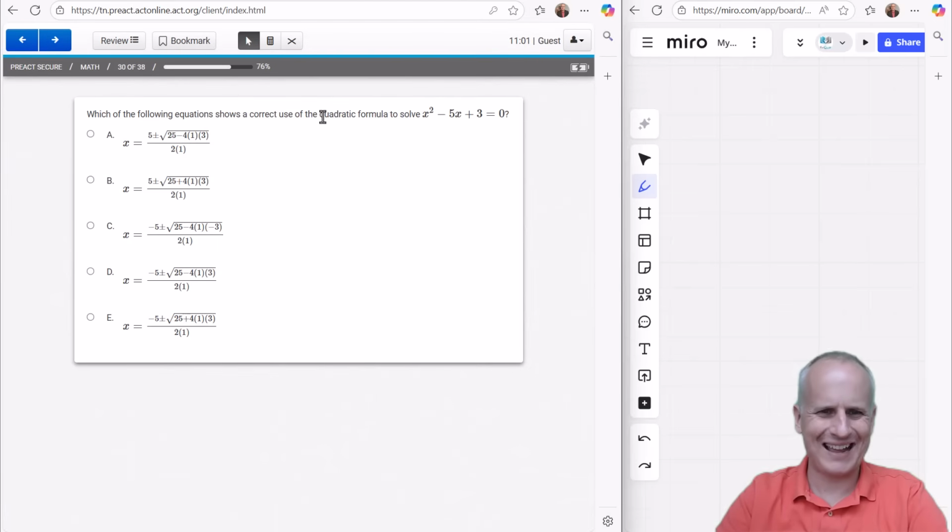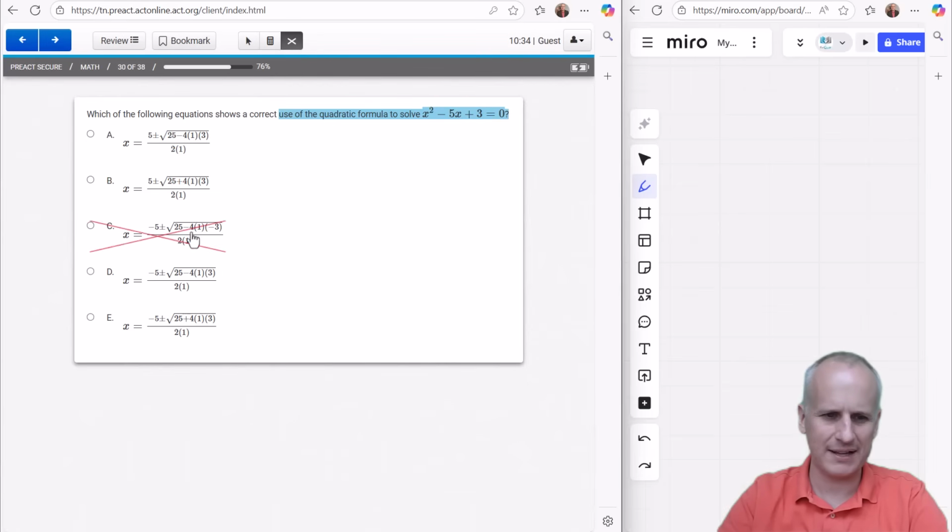Here we are being asked about using the quadratic formula, and you should hopefully recall that the quadratic formula is negative b plus or minus the square root of b squared minus 4ac, all over 2a, when we've got ax squared plus bx plus c as the form of that quadratic equation. First thing we've got to look at is our negative b. We've got negative 5, so when I take the negative of negative 5, I need a positive 5, which eliminates choices C, D, and E.